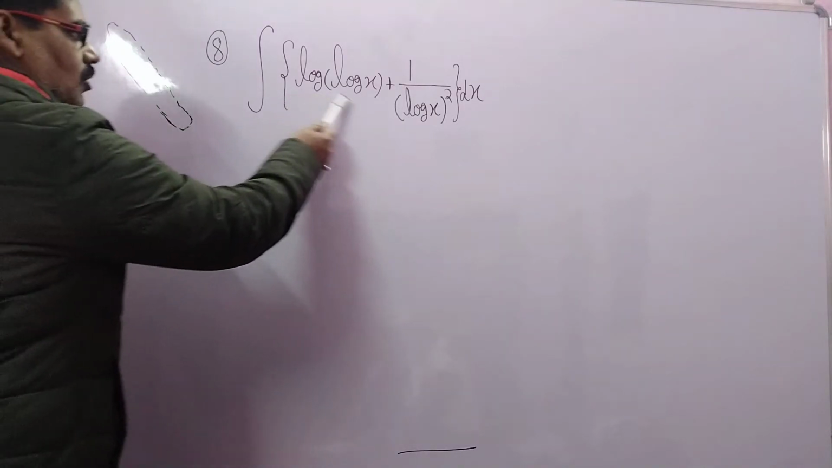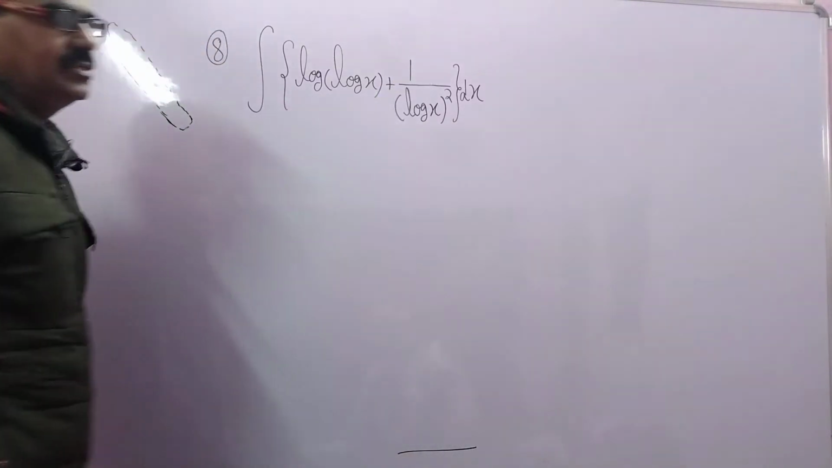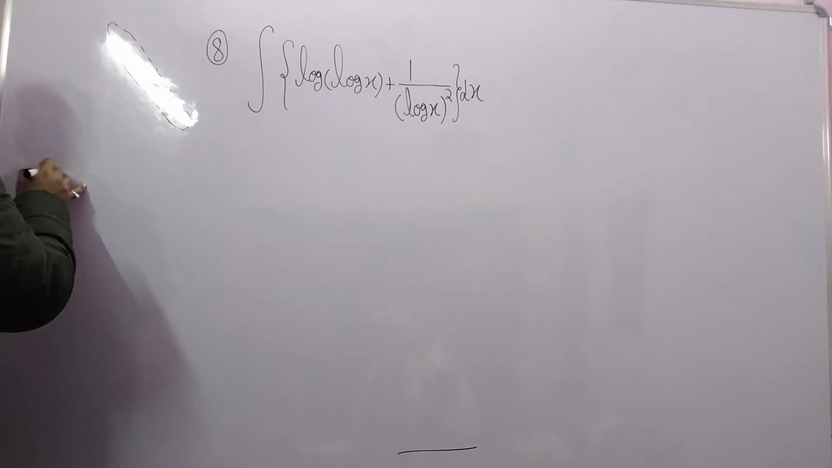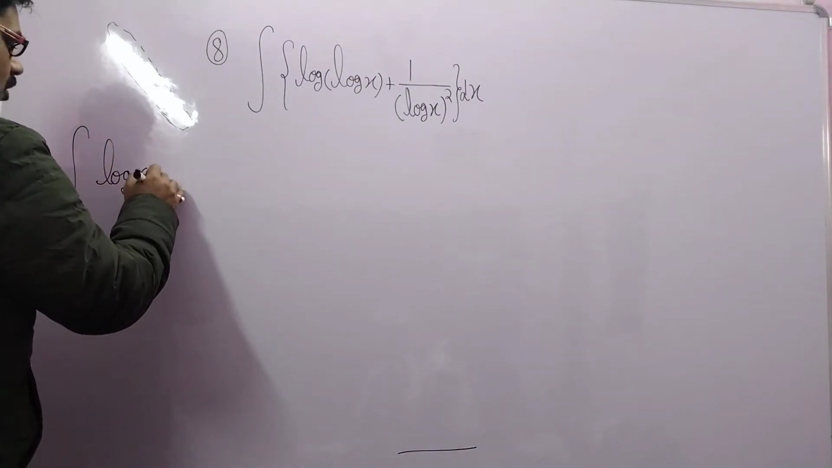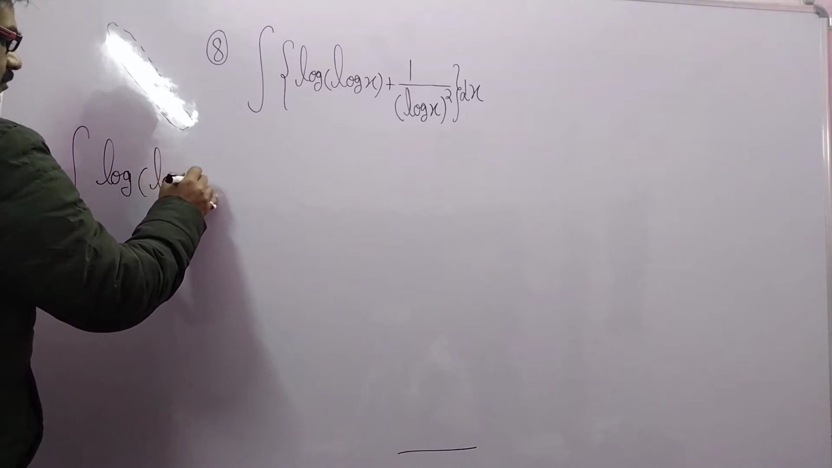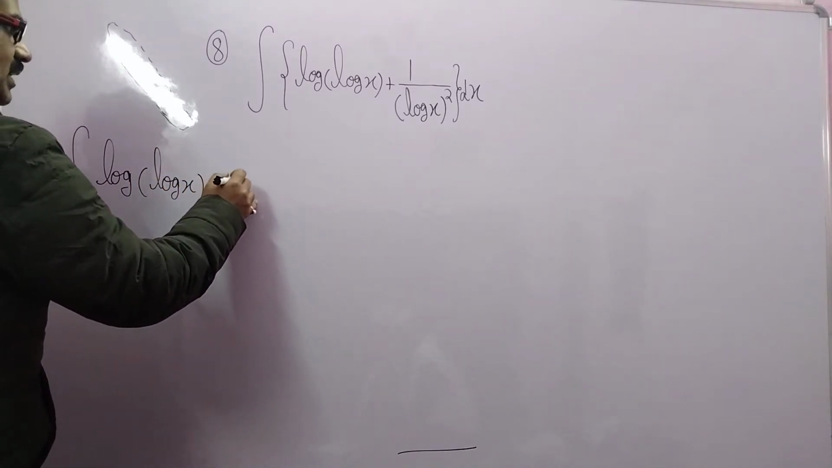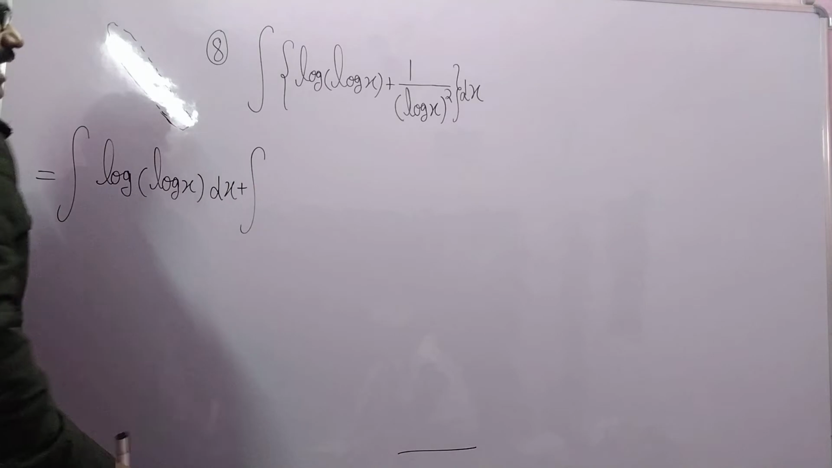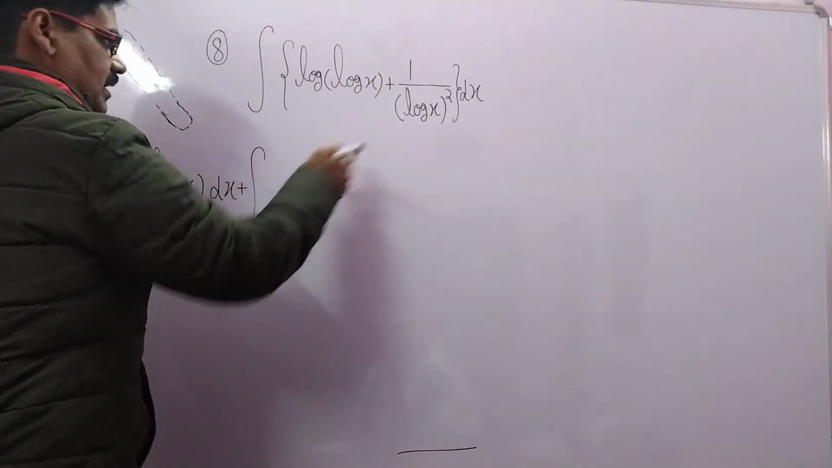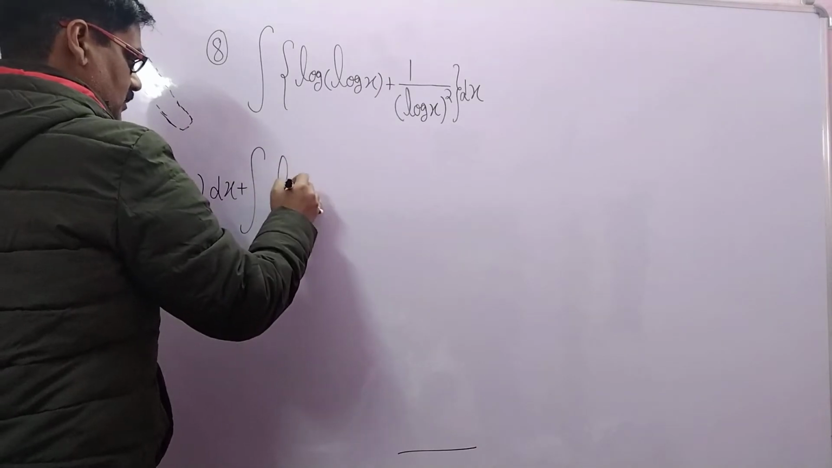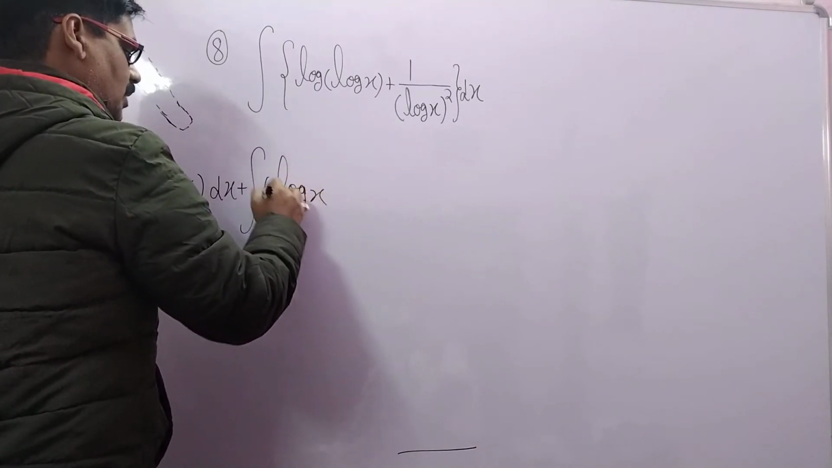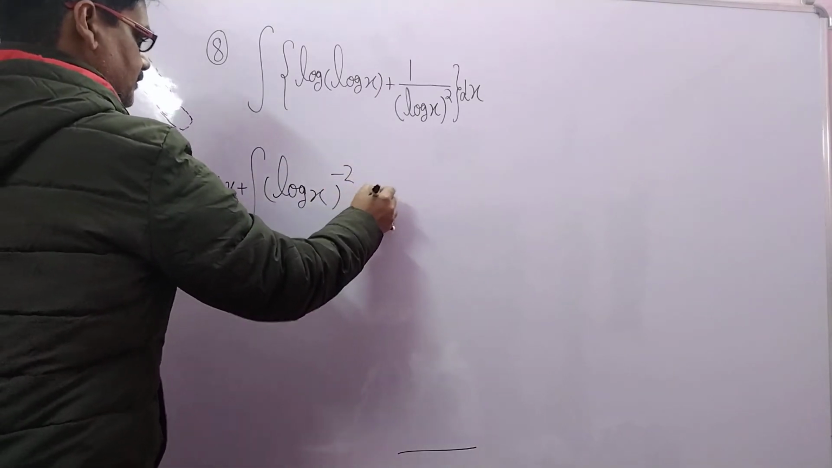Question number 8 is the integral of (log x + 1 upon log x) whole square dx. We break it into two integrals. First one is log x dx plus, second one is 1 upon (log x) whole square. We take it to the numerator, so it becomes (log x) to power minus 2 dx.